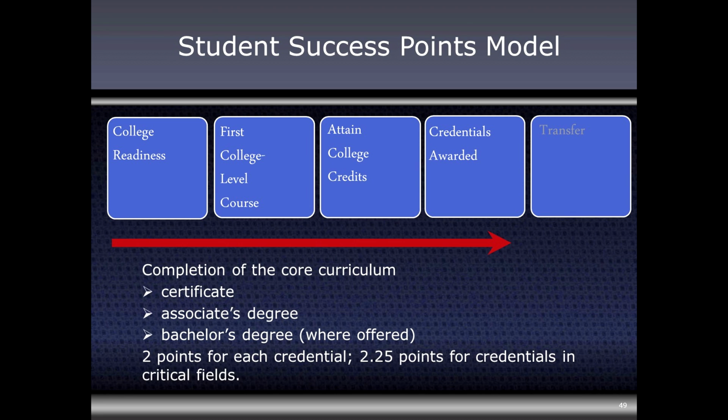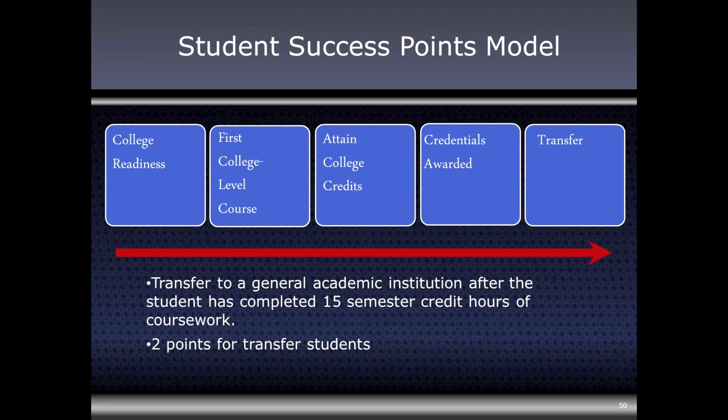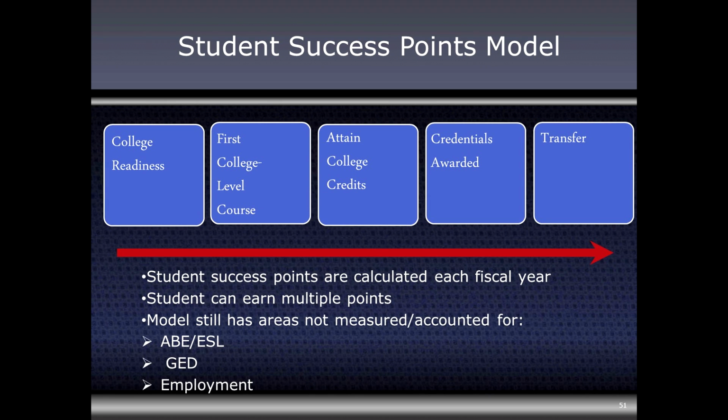And there are some STEM or critical areas that would get a little bit extra. So when you get a degree or certificates, it's 2 points, but when you get a critical field area, it'd be a 2.25. And then the transfer component. So students who transfer to a partner university, a four-year university, after 15 hours, again, we would be earning a point from that.